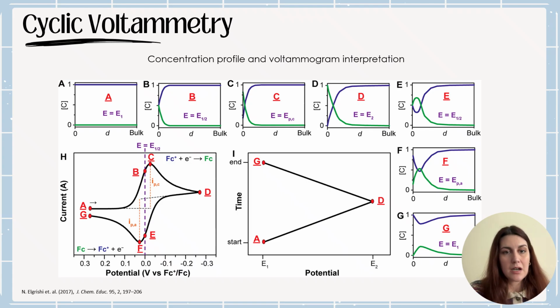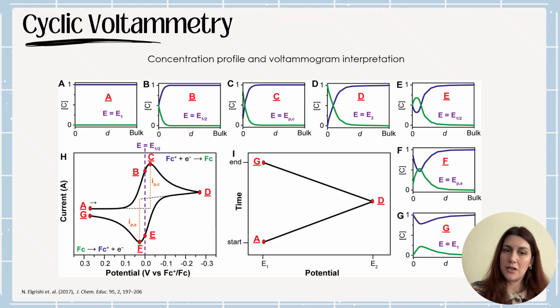After the peak, as the potential continues to change toward point D, the current begins to decrease. Even though the potential is still favorable for the reaction, the reactant concentration near the electrode has been depleted, so fewer molecules are available to react now.